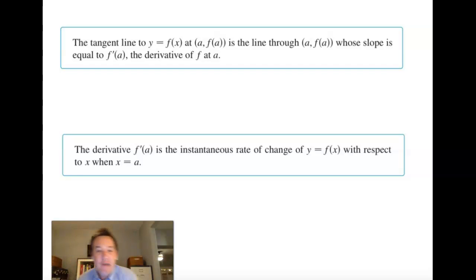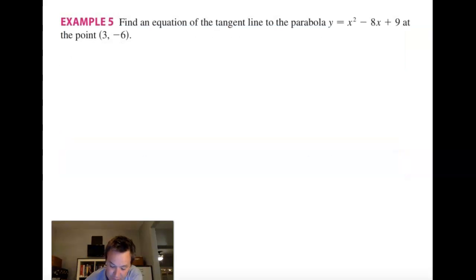All right. So now we've been finding equations of tangent lines. We can kind of generalize our results. The tangent line to the function y equals f of x at some point a, f of a, is just the line that goes through a, f of a, whose slope is equal to f prime at a, the derivative at a, which is also called the instantaneous rate of change.